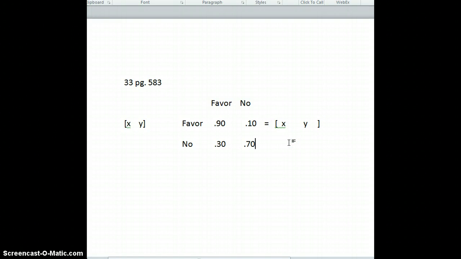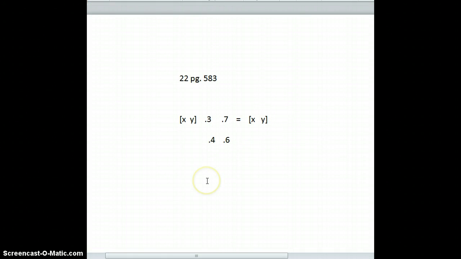And I'm going to run through, I think your last question was number 22 on page 583, and I'm going to run through that one, which shows you the steps of how to solve something like this, and then you could use it to solve 33. So number 22, page 583, is about finding the equilibrium vector or steady state vector.